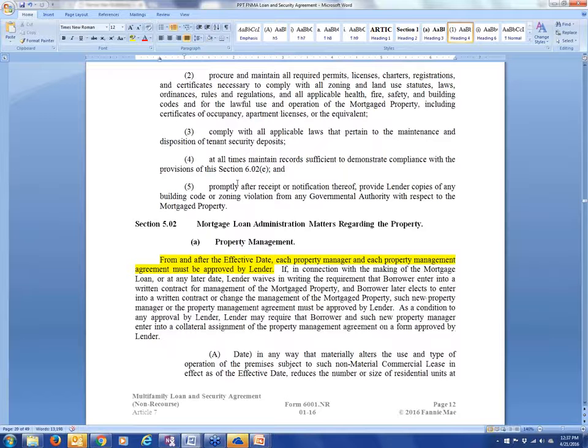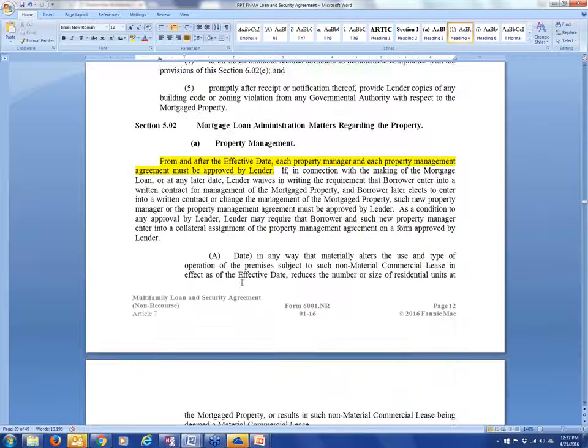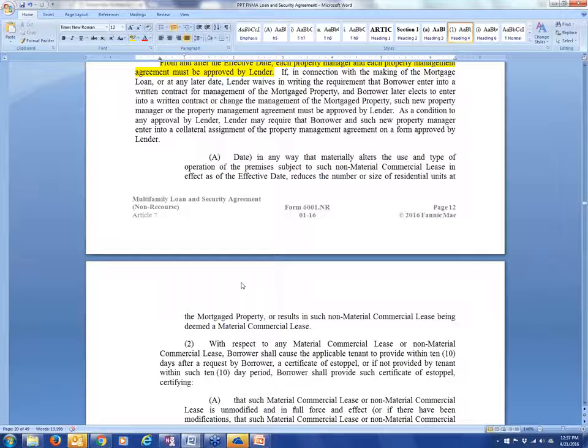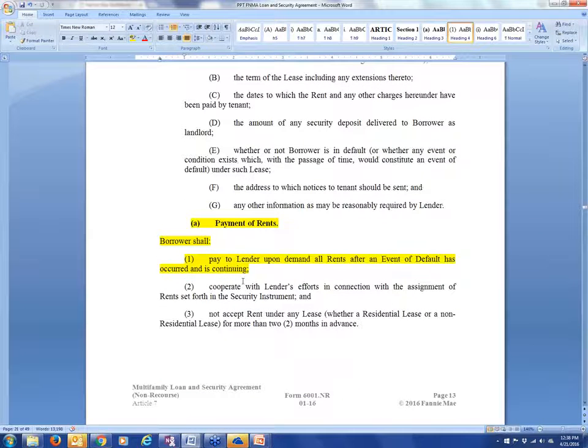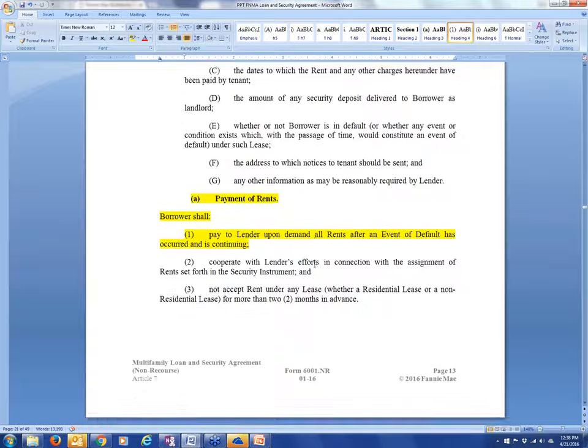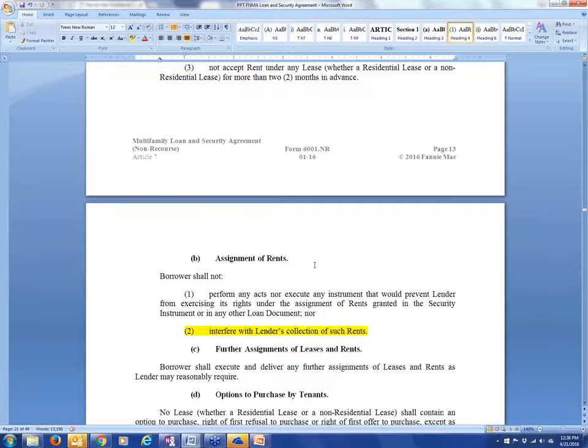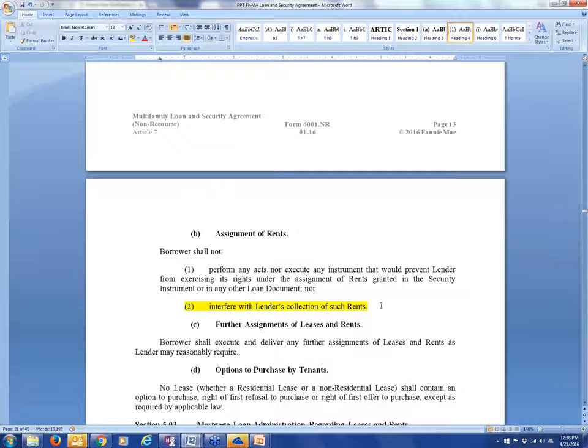Okay, scrolling. From and after the effective date, each property manager and each property management agreement must be approved by the lender. All right. You hear it talked about a lot that, well, if I'm going to get a Fannie Mae loan, I need an approved property manager. Yeah, you do. Get an approved property manager. And then, when you're ready to start managing the property yourself, you notify Fannie Mae that you're going to be the property management company. Happens all the time. Borrower shall pay to the lender upon demand all rents after an event of default has occurred and is continuing. And then borrower shall not interfere with the lender's collection of rents.